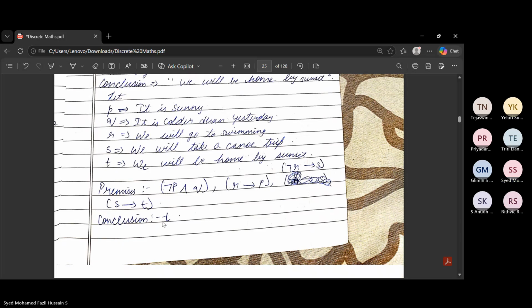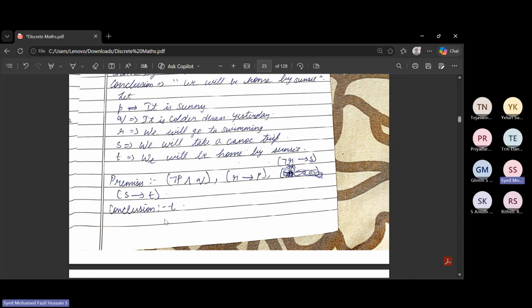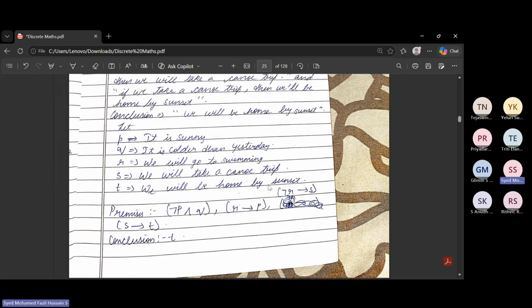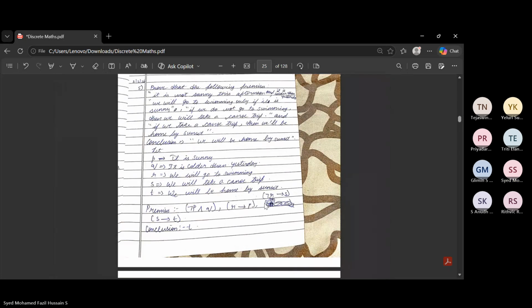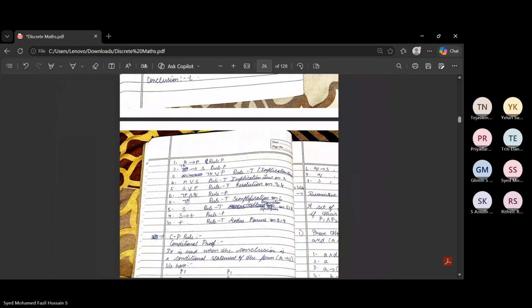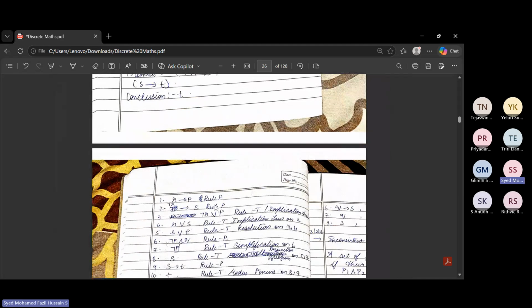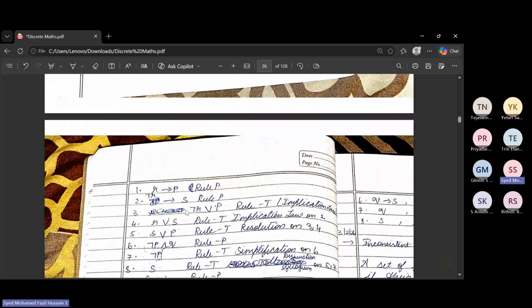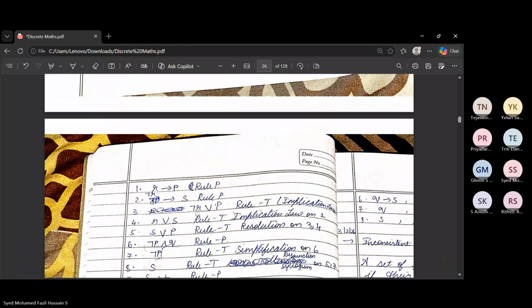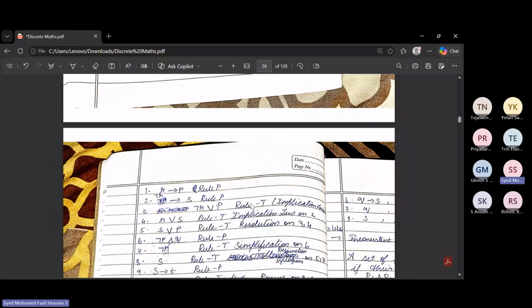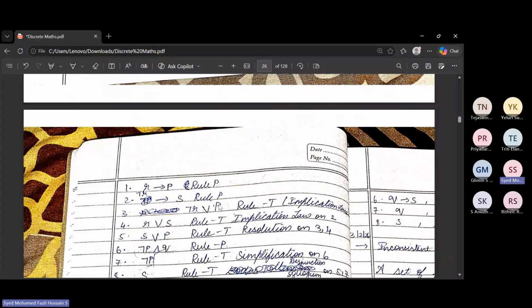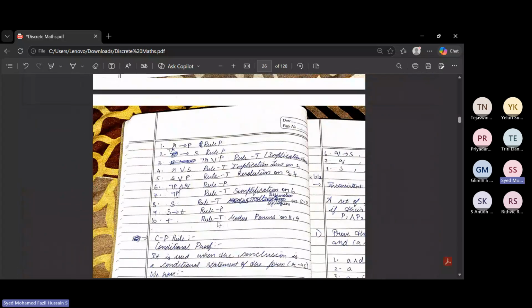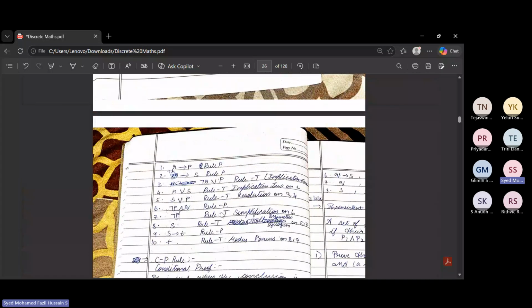That is T. We have to conclude that T is true from all these premises. As you can see, this rule P is given here, that is R to P, not R to S, and then we are implying that not R or P. I mean, we are using those rules to derive the final conclusion.